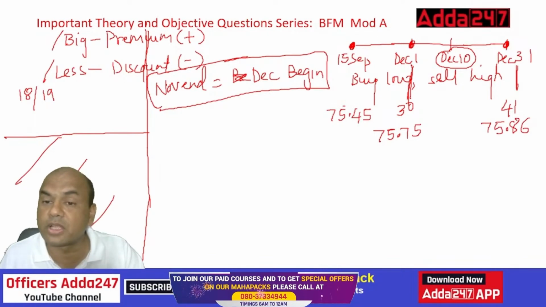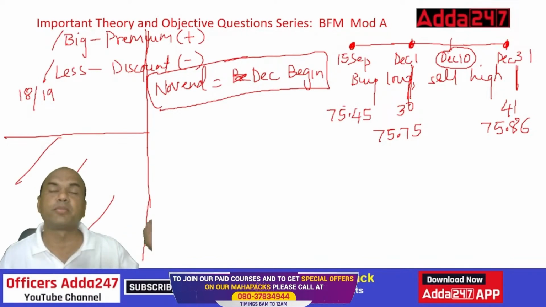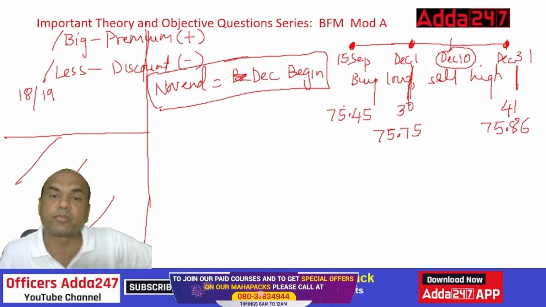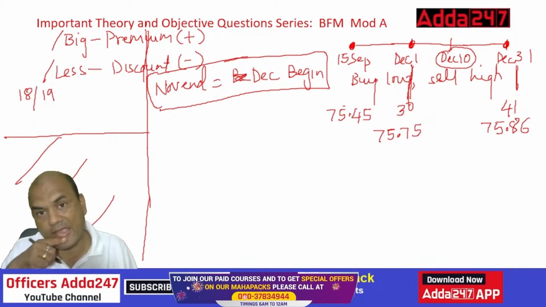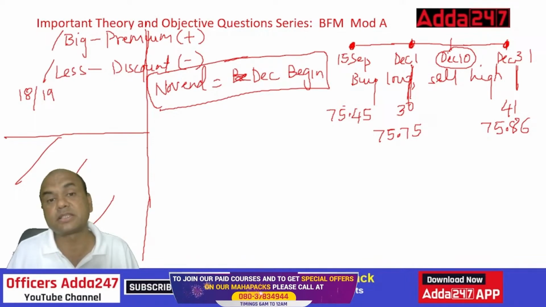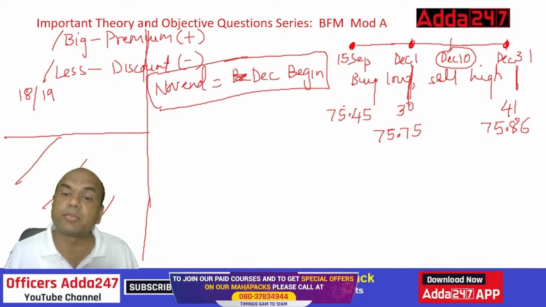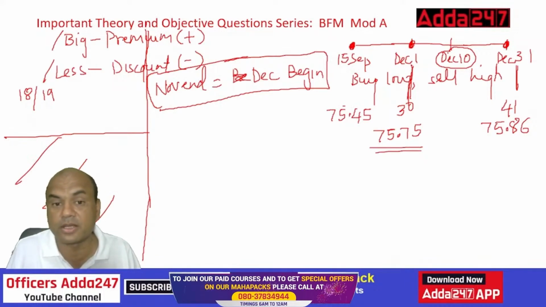So what should I use now? Which rate should I use? Should I use 75.75 or 75.86? Who can give me the answer? Just now I have written it over here: buy low and sell high. What am I doing? Am I buying or am I selling? I am buying. So buying means which rate? I'll be taking this rate, the low rate. This is not the final rate. So the rate after this step is 75.75.